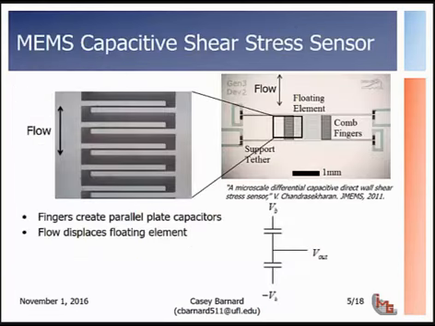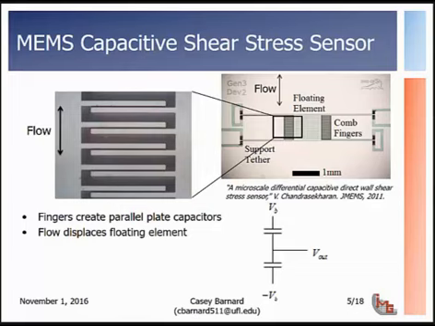So our solution to this problem is developing a direct MEMS capacitive shear stress sensor. You can see the structure in the top right. It's a picture of the fabricated device. It's very similar to a lot of capacitive accelerometers in structure, where you have a floating element or a proof mass in the center. It's supported over the substrate by a series of flexures. In this case, it's a very simple H-bar structure.